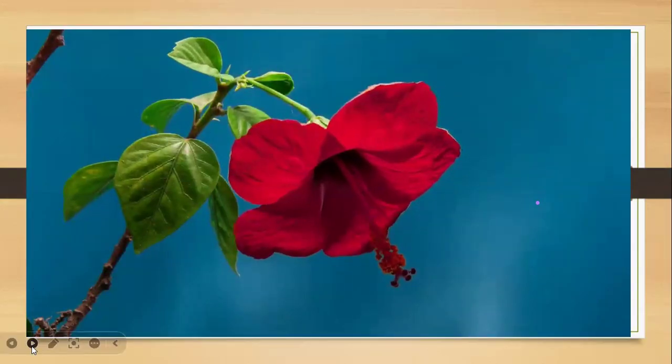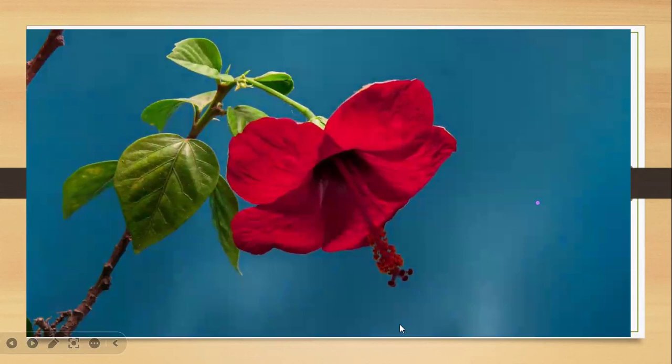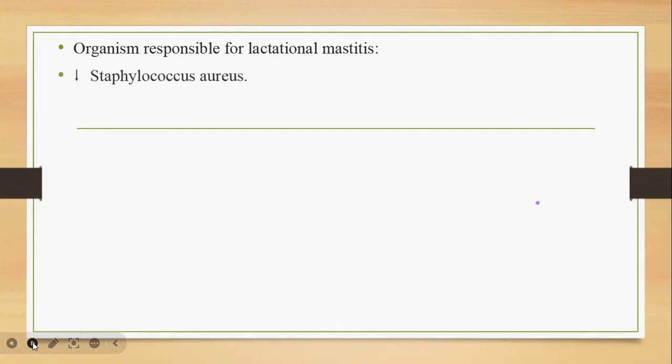So these areas are important, and in OBG these questions are frequently asked. Next, the organism responsible for lactational mastitis. The mother will complain that she has a lot of pain and there is an infection. So which organism is it? It is Staphylococcus aureus. This organism is very important, Staphylococcus aureus, which causes infection.